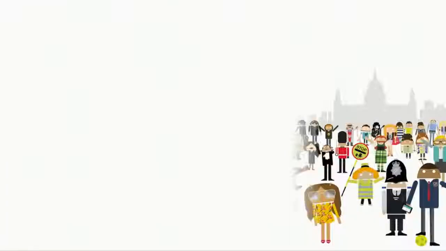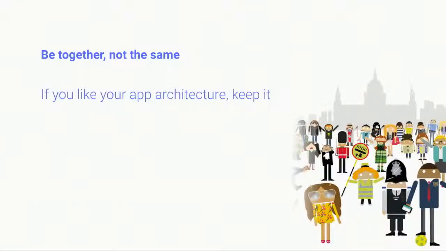So in the spirit of be together, not the same, we're not dictating what everyone has to use. If you're happy with your app architecture, you can keep it. If you're happy with your existing ORM, you don't have to use Room. Architecture components are designed to work well together, but they do work perfectly fine standalone. And mixing and matching applies not only to architecture components, but also third-party libraries.